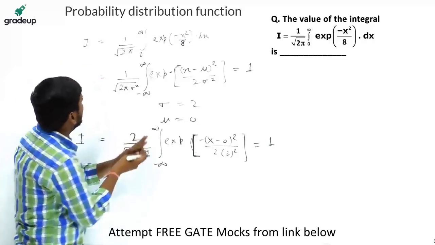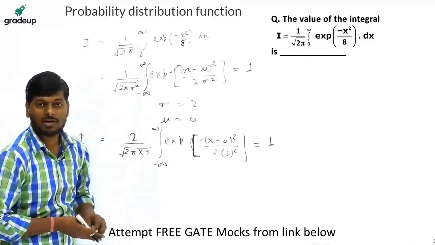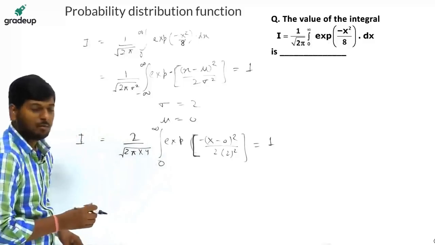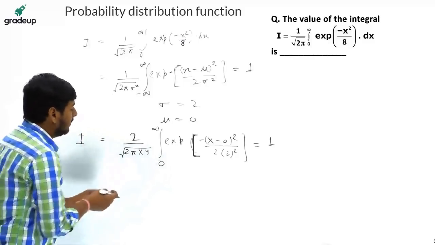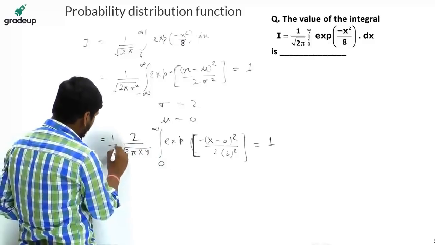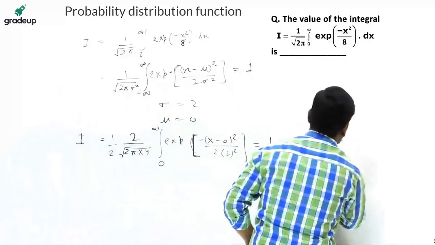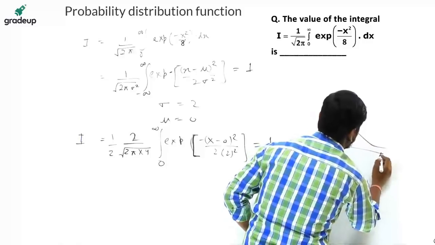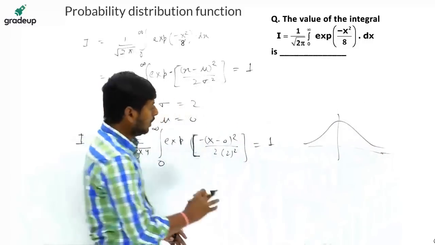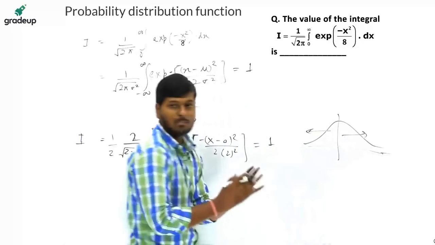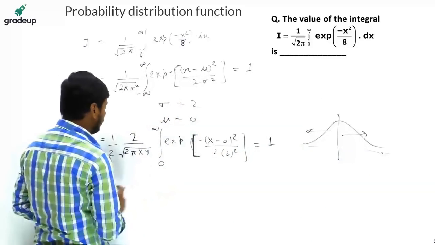Now in the question, limits are from 0 to infinite. If we change the limits from 0 to infinite, we have to divide by 2. Why? Since the mean is 0 here, in this question mean is 0, so the graph will be like this. And I told you, before mean and after mean, the probability is same, that is equal to 1 by 2.